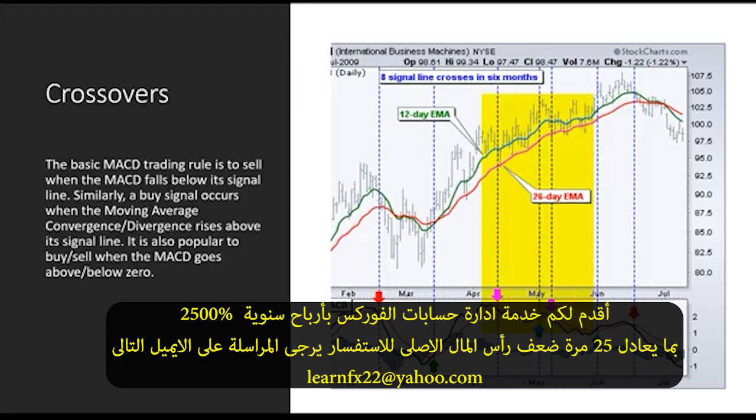So in other words, when the signal line is smaller than the MACD line, it will reach crossover 0 and then will get larger in the histogram. That will give you a buy signal. When it crosses below and falls downward, it's giving you a sell signal.